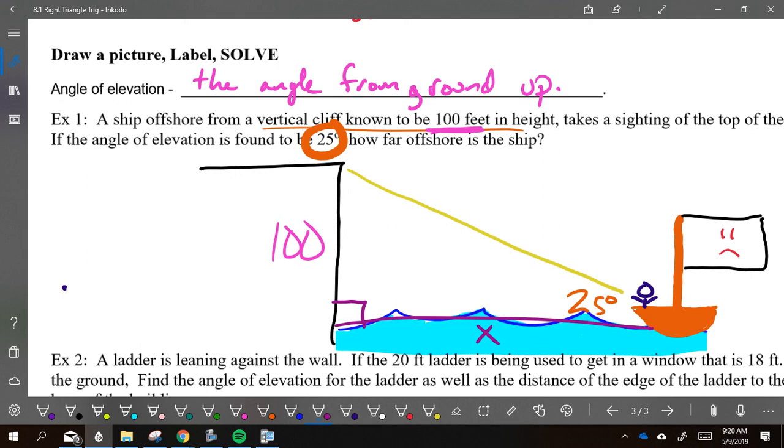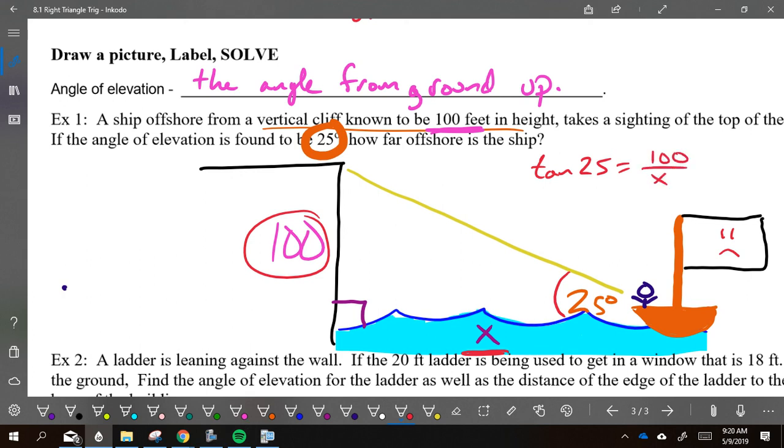If I want to solve this thing, Alyssa, I got to know 3 things. I know this 25 degrees. I know this 100. I'm looking for that X. Which trig function are you using to solve that? Tangent. Because tangent of the angle is equal to the opposite over the hypotenuse.